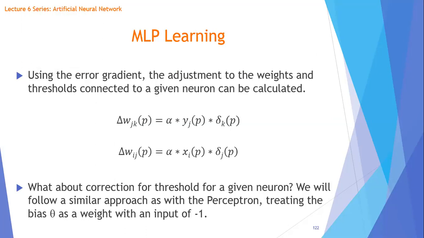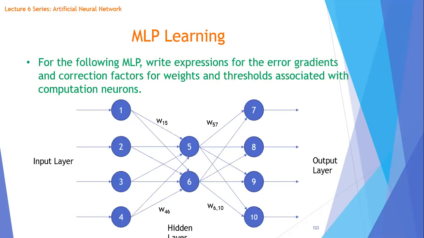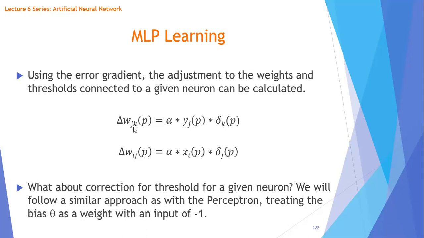We're going to treat now the bias theta as a weight. And in that case, since we're always subtracting the theta, we assume the input to be -1. If you apply this same principle here, and we want to write expressions for delta theta, for example, theta k, it's going to be very similar. You have alpha, and then your input is always -1, and there's going to be delta k. Similarly, if you wanted to correct delta theta for a given neuron in the hidden layer, it's going to be alpha, now you input again -1, and that's going to be delta j. So it's very easy now to extend from the correction expressions for your weight to your threshold.